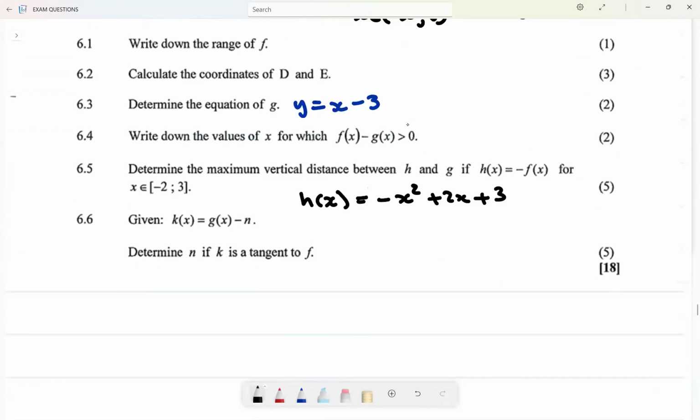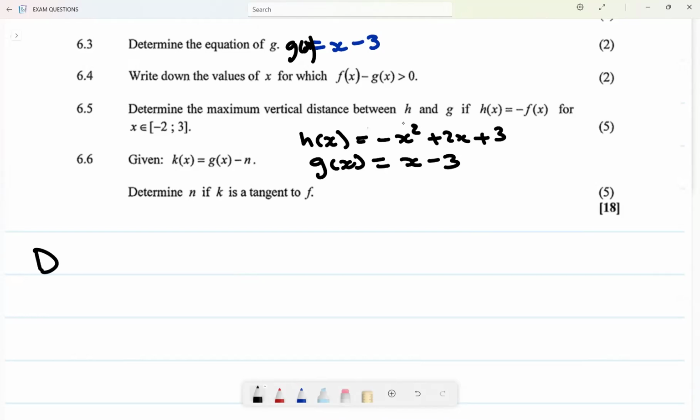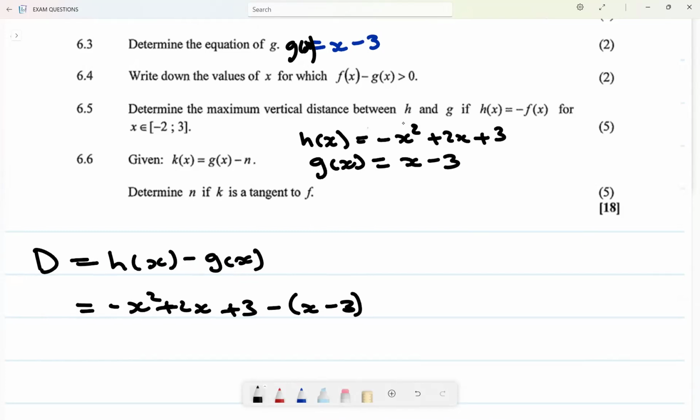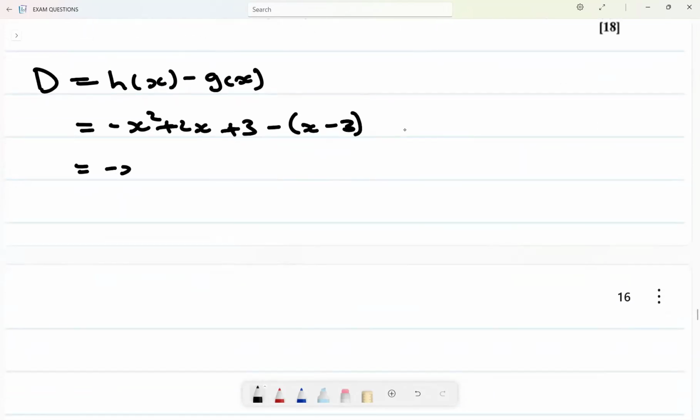Yes. And then what is g of x? Remember, g of x is just x minus 3 here. And then we want the maximum vertical distance. How can I find it? I need to find the equation for the distance first. It's going to be h of x minus g of x. So it's going to be negative x squared plus 2x plus 3 minus x minus 3. When you simplify that, it's going to be negative x squared plus x plus 6: 2x minus x is x, 3 plus 3 is 6.